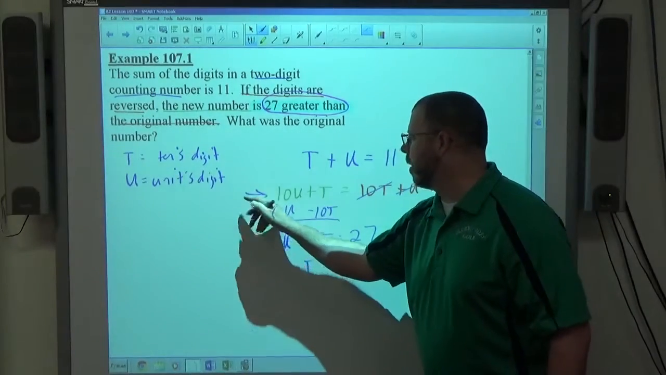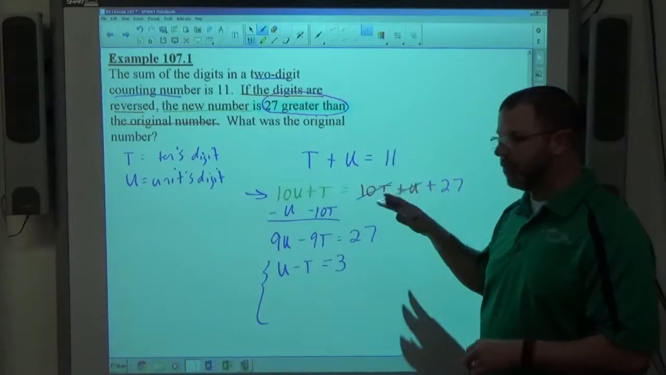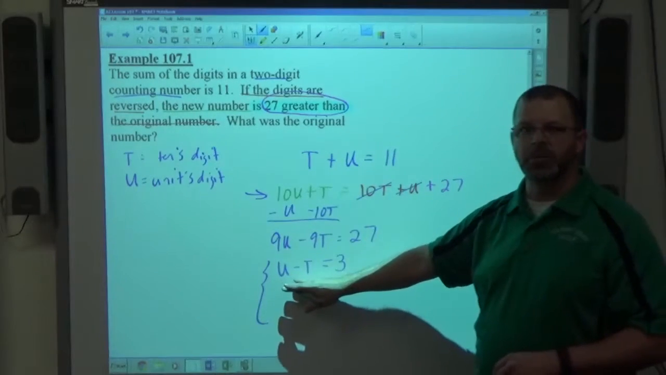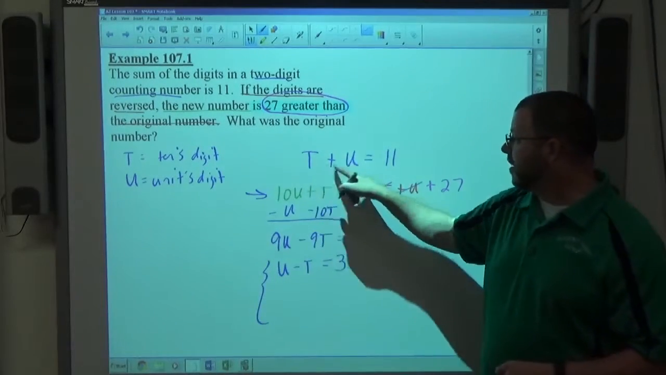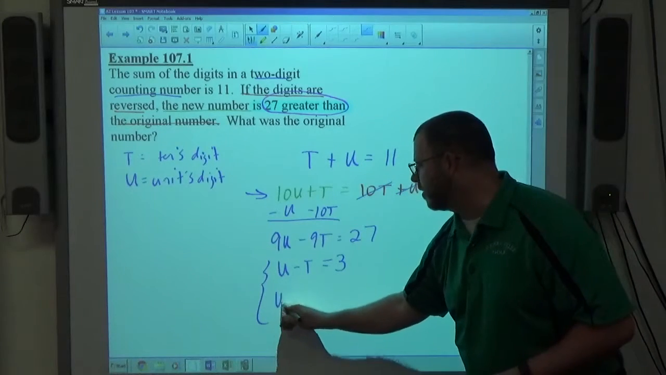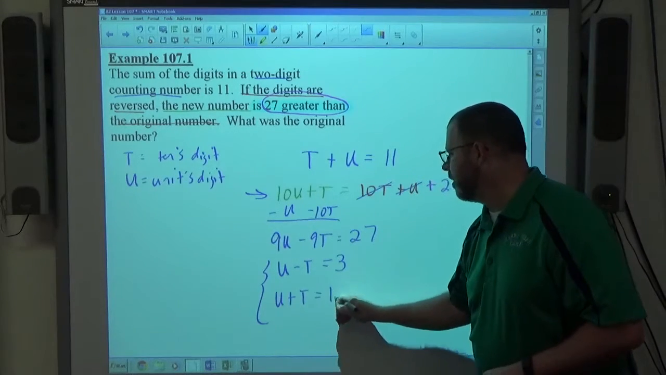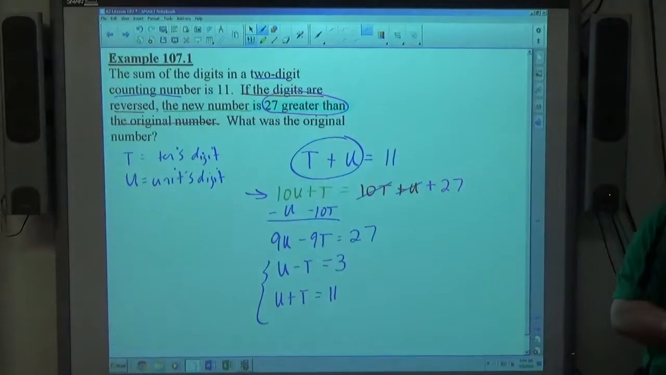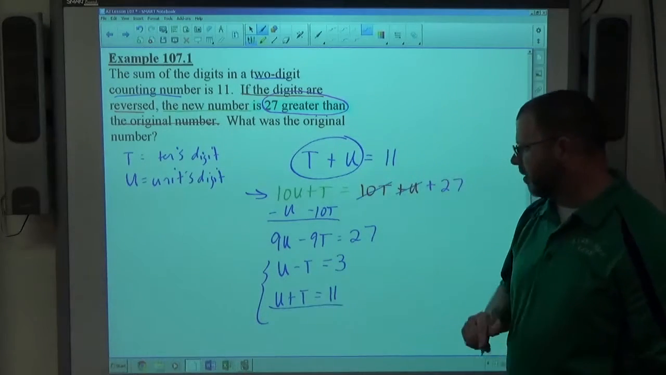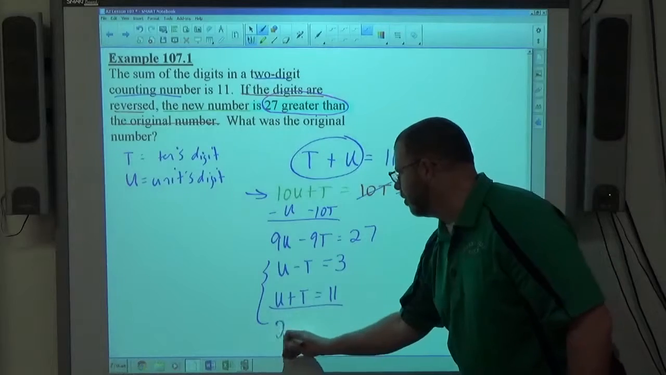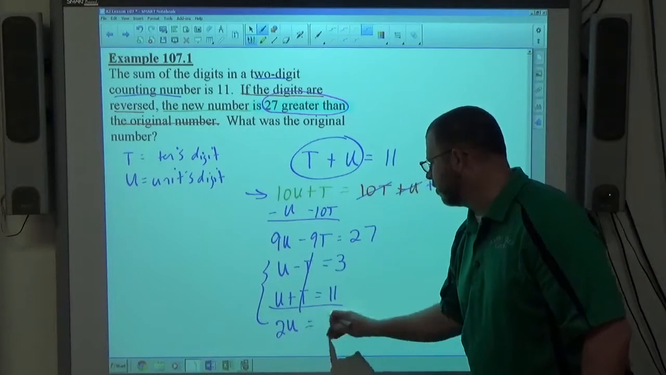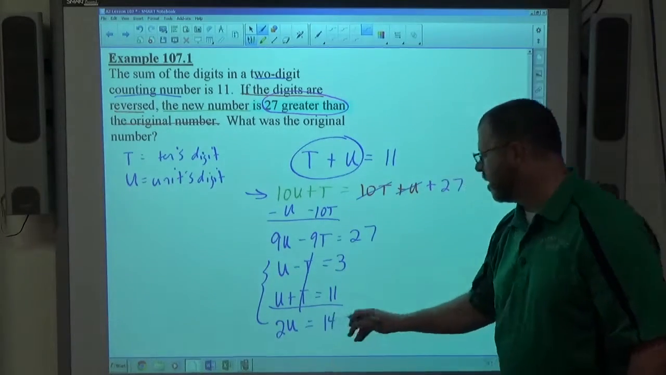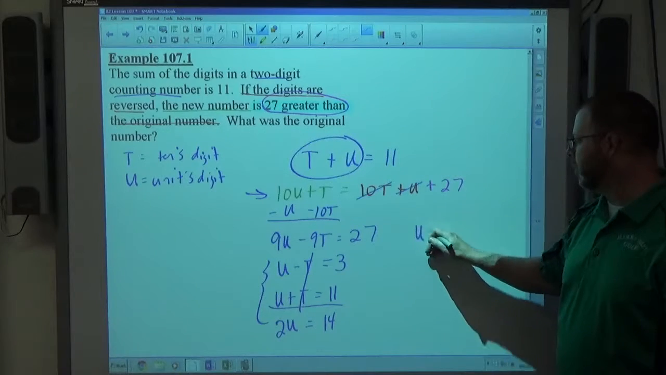So this equation, after all the simplification possible, became u minus t equals 3. The top equation is t plus u. I'm going to rewrite it as u plus t though, equals 11. Just rearrange the order of those because that way the u's and the t's line up. And just like that, I've got myself a pretty simple system of equations here. The t's are already set to cancel. So u plus u is 2u, minus t plus t cancels. 11 plus 3 is 14. If 2u is equal to 14, that means u equals 7.